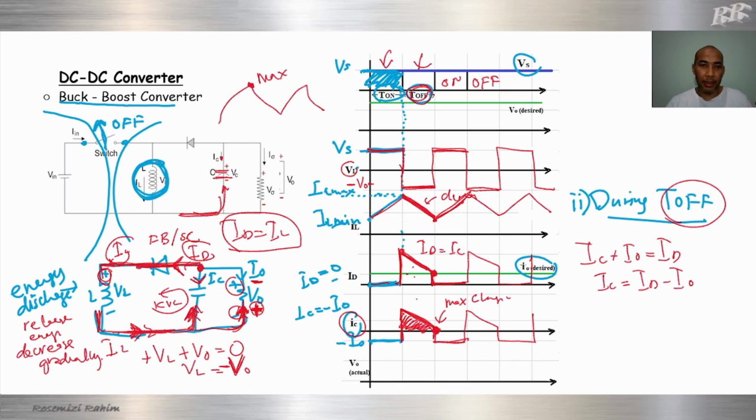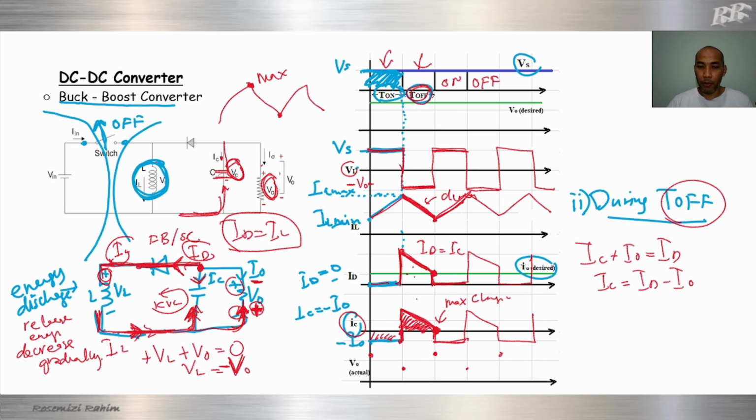Maximum charging means that V out is also maximum, because VC and V naught are in parallel. So when VC is maximum, V out is also maximum. When VC is minimum, V out is also minimum. At this part is maximum charging, so this will be maximum V out. This part is discharging, with minimum here. So just draw like this, and repeat.